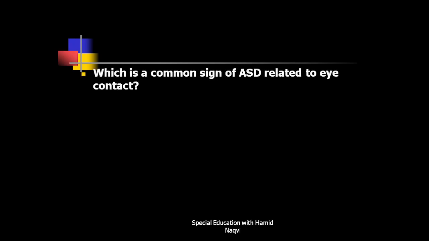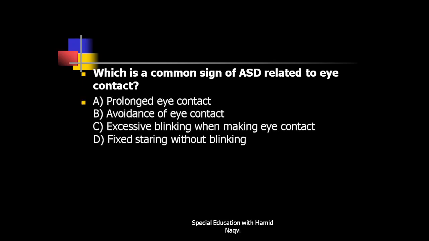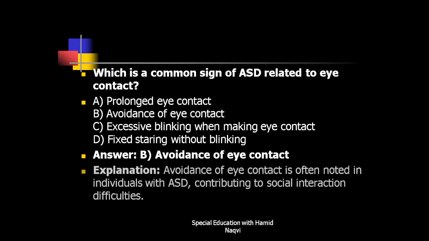Which is a common sign of ASD related to eye contact? Prolonged eye contact, avoidance of eye contact, excessive blinking when making eye contact, or fixed staring without blinking. The answer is B, that is avoidance of eye contact. Avoidance of eye contact is often noted in individuals with ASD, contributing to social interaction difficulties.